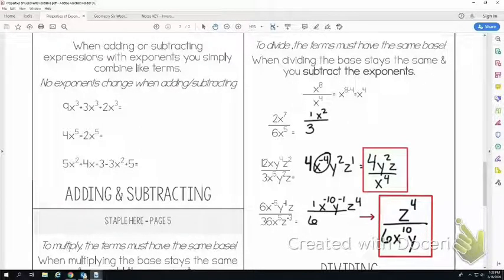Okay, so on the 10 and the 4, for my x's, I've got negative 5 and 5. So I've got my numerator minus my denominator, which is negative 10. For the z's, I would have 1 minus negative 3, which is 1 plus 3. And that would give me positive 4.